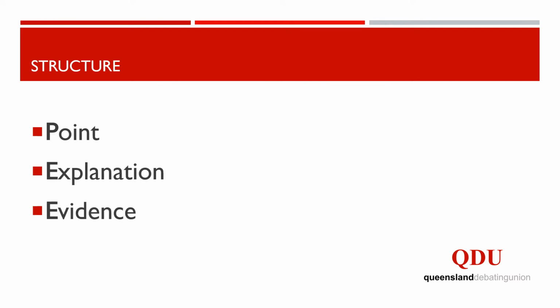Practical points have 4 key components: point label, explanation, supporting evidence, and a link back to the topic. You may have heard this explained in the past as PEEL.